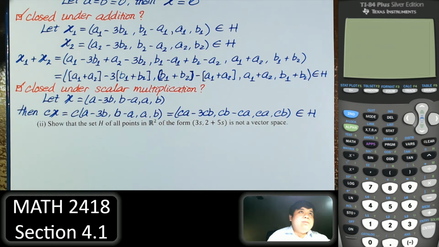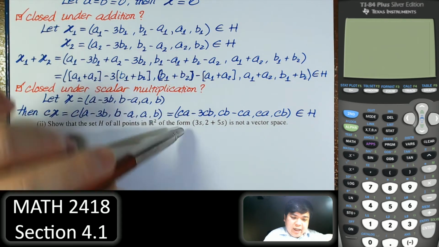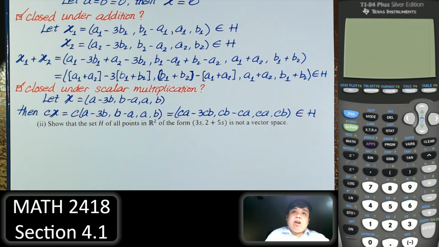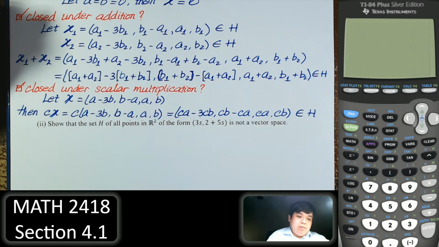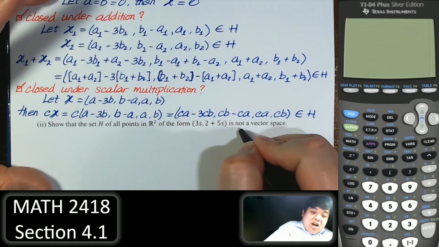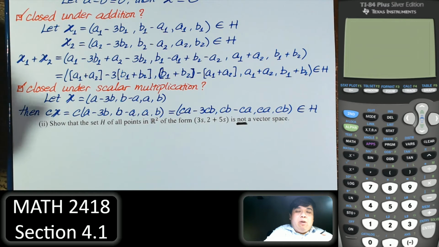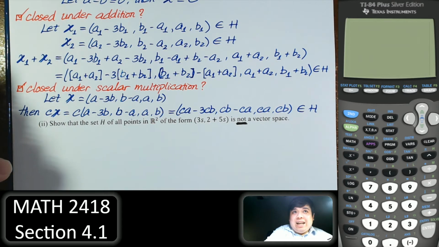Right. Now, for this one, show that the set H of all the points in this form is not a vector space. Well, this is the vector space, so we have to prove all 10 of them. However, when we say that it is not, we only need one counterexample. And usually the first thing that we look for is that it be equal to 0.